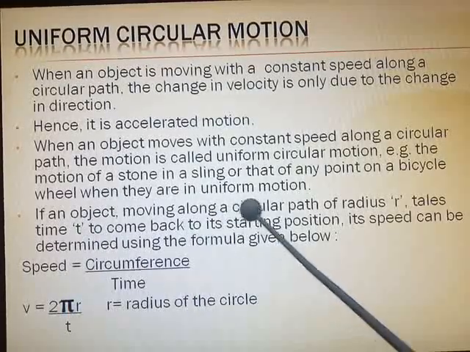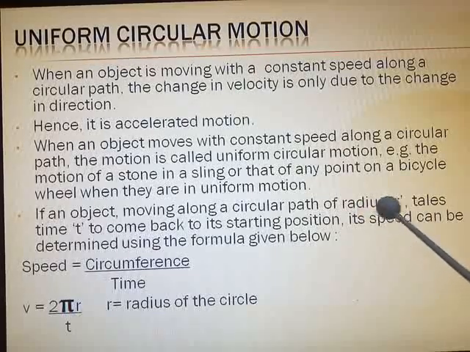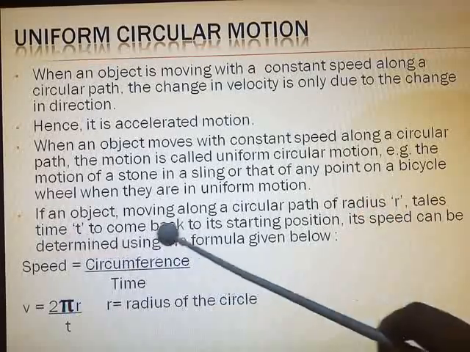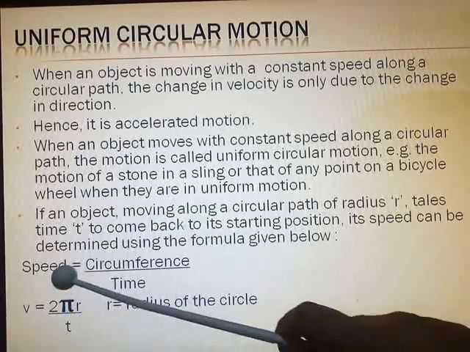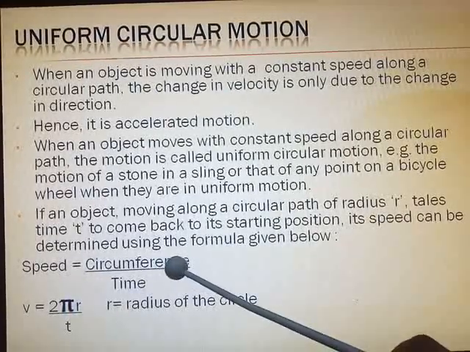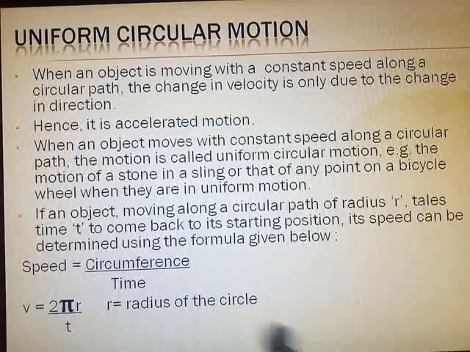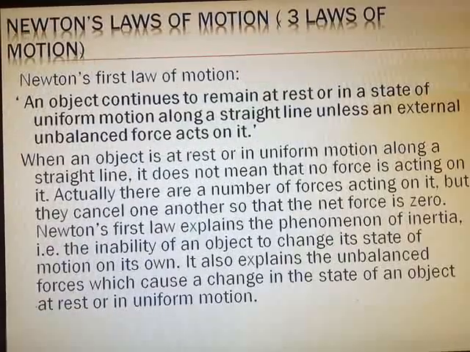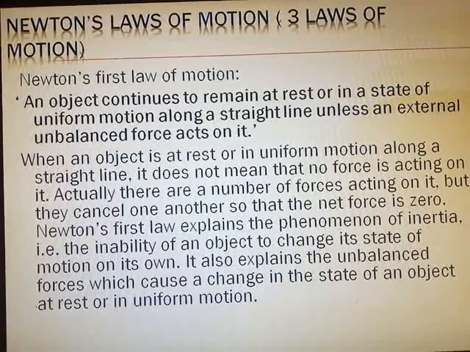If an object moving along a circular path of radius r takes time t to come back to its starting position, its speed can be determined by the formula: speed is equal to circumference upon time. Why? Because it is circular motion, so whatever is for a circle you are going to apply here. You know the circumference of a circle is 2 pi r. So speed v is equal to 2 pi r upon t, where r is the radius of the circle. So here we have derived it for uniform circular motion.